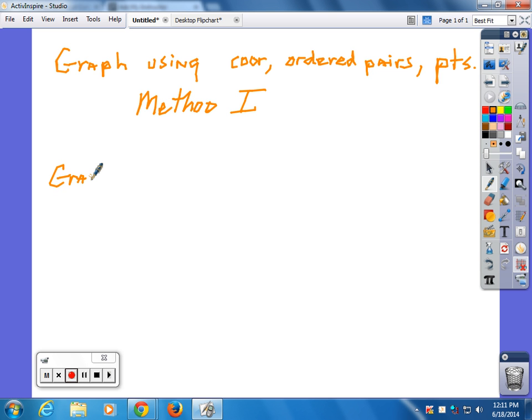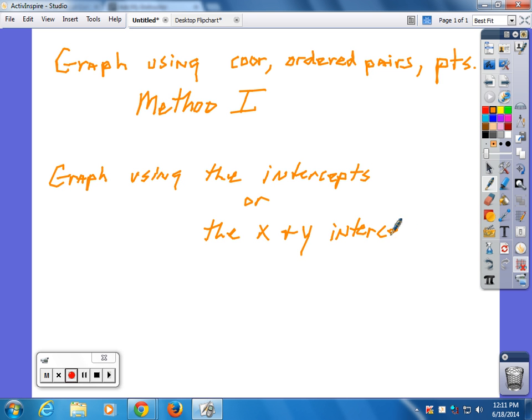Graph using the intercepts, or it may say the X and Y intercepts. When you see this set of directions, which method are you going to use? The intercept method, method 2.